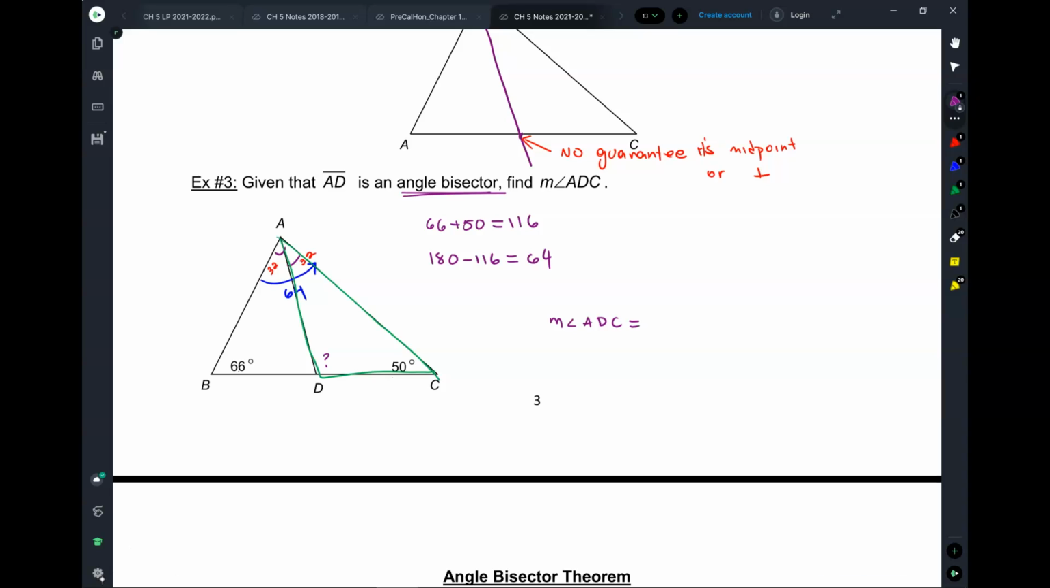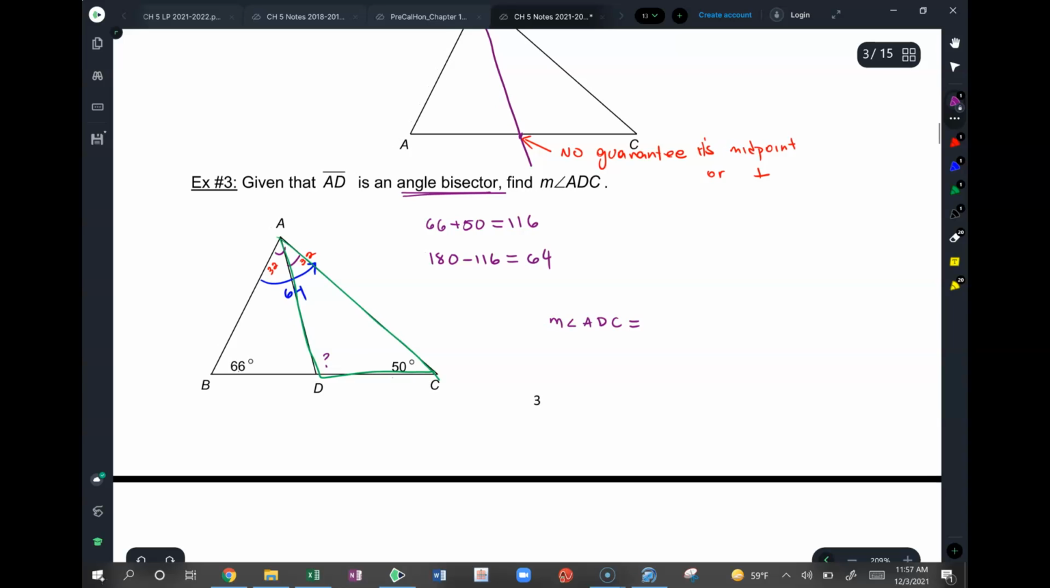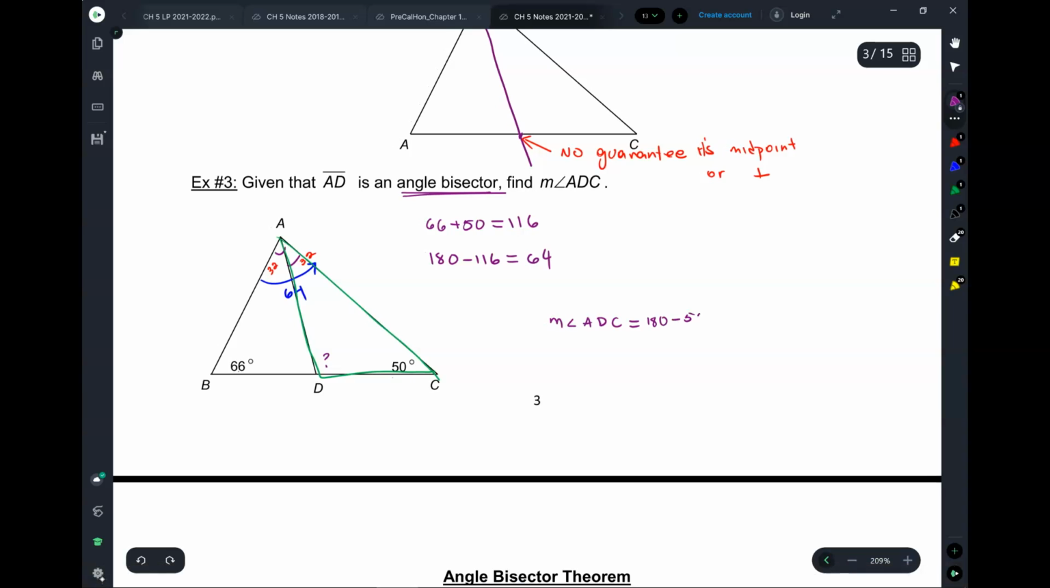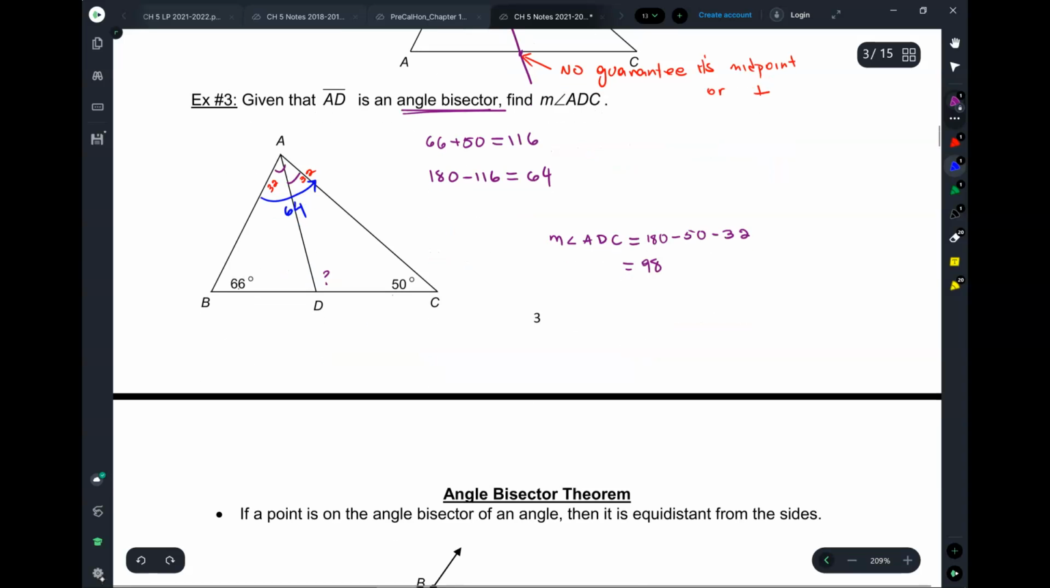Okay, well, there's actually a couple of different ways we can do it. One is you can focus on that triangle and you can say it's 180 minus 50 minus 32. That'll give you 98. Can't you also do 66 plus 32? Precisely. You can also say, hey, this is an exterior angle, and you could say that it's equal to those two. Okay, good. All right, next one.